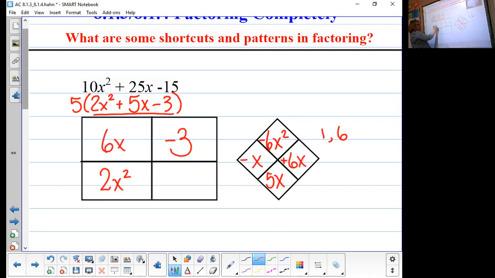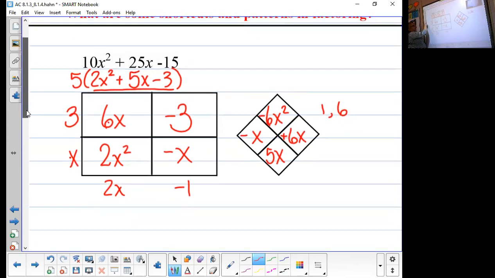And now I can put those over into my area model. The 2x is going to go down here so that it multiplies up to the 6x. Oh, sorry, that's not x squared, just 2x. The x will go over here, so that multiplies to 2x squared. That means this one has to be a negative 1, so that when I multiply it by x, I get negative x. This is 2x, that means this one's going to be a 3. 2x times 3 is 6x. 3 times negative 1 is negative 3. So I know I did it correctly.